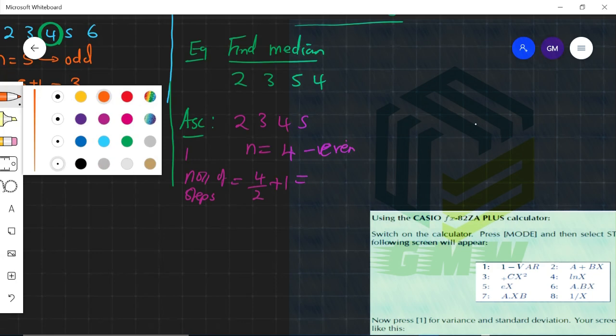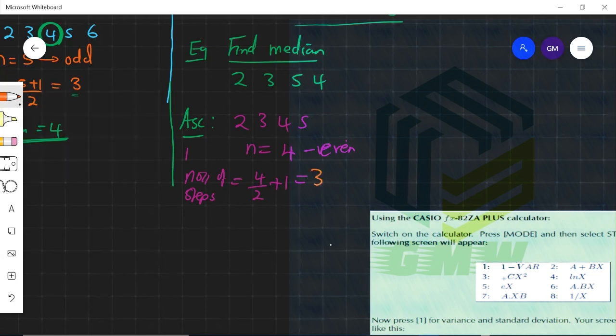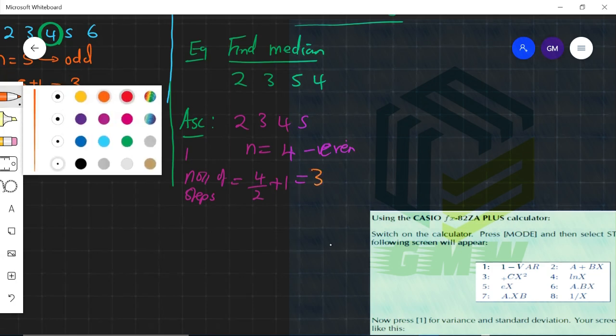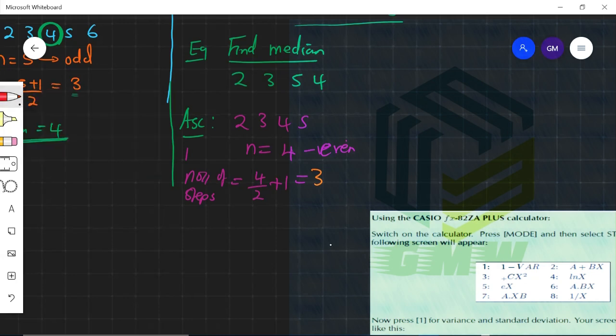4 over 2 plus 1 is 3. So it means we are going to count 3 steps from the left and 3 steps from the right. So it's 1, 2, 3. I circle the number. Then from the right, I count 3 steps: 1, 2, 3. I circle the number. You see that? So in this case, we have 2 numbers in the middle.